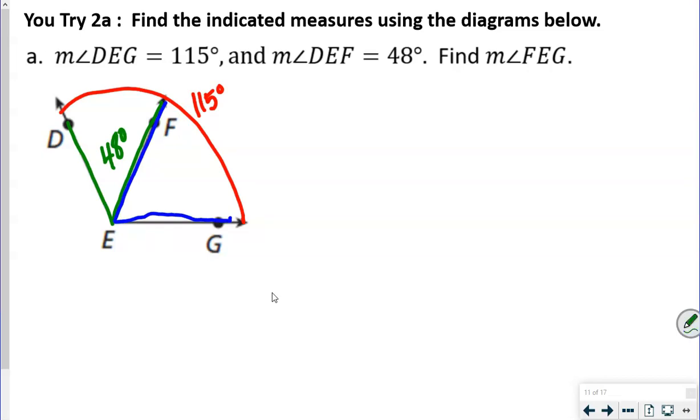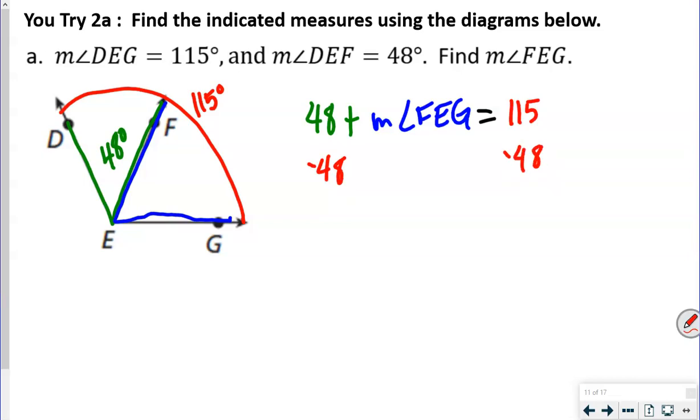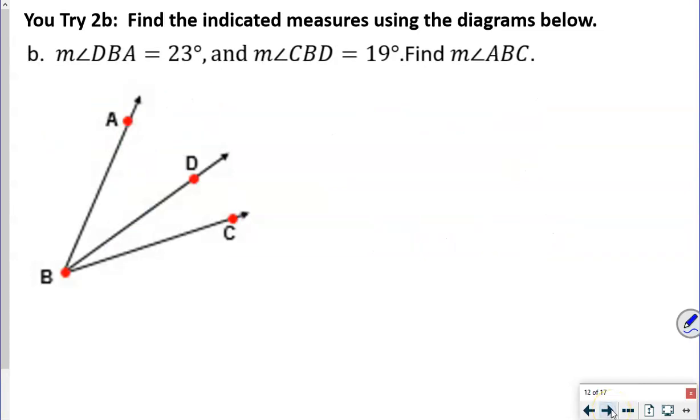So this one, again, we would do 48 plus the measure of angle FEG is equal to our 115, right? So once again, we're going to subtract our 48 from both sides. So the measure, actually, let's do that in blue. The measure of angle FEG is equal to 115 minus 48. Trying to see if I can find that on my paper. 67 degrees. Okay?